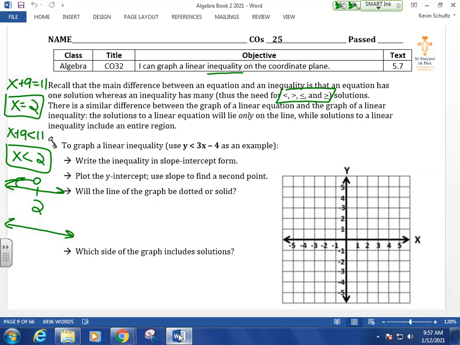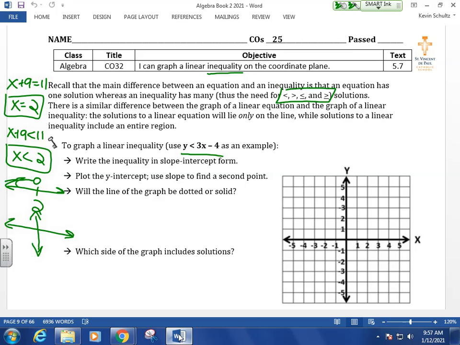When we start talking about linear inequalities, and here's an example, y is less than 3x minus 4, because we now have that y variable as well, we have to add a second axis to graph this, and thus we have our coordinate plane.